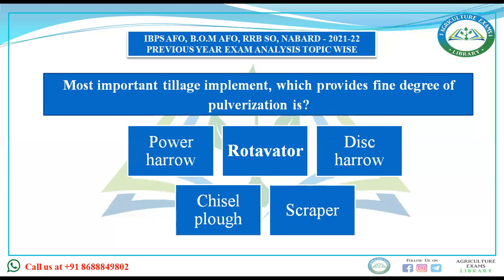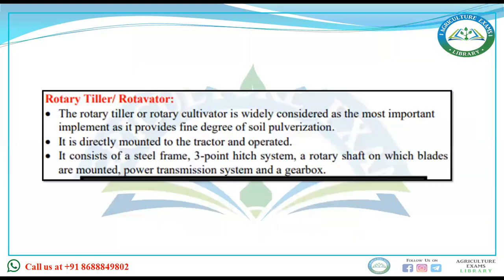And if you see, the rotavator is the answer, because the rotavator is an implement which pulverizes the soil. We also call it a rotary tiller. This pulverizes the soil to a fine degree. It is directly mounted to the tractor, and it is operated with the tractor. It consists of a steel frame, a 3-point hitch system, and a rotary shaft on which the blades are mounted, and the power is transmitted from the transmission system and a gearbox. By using this, the rotary tiller is operated.